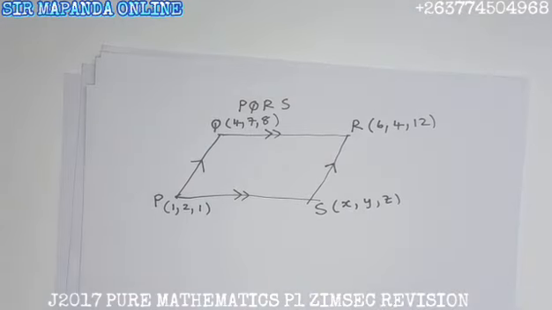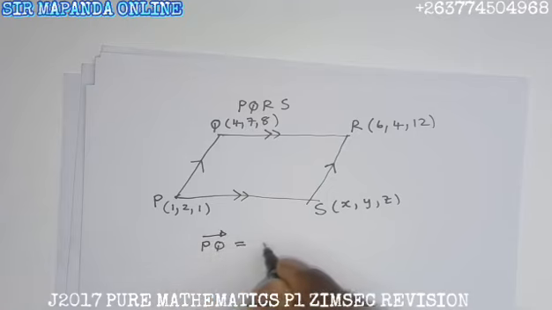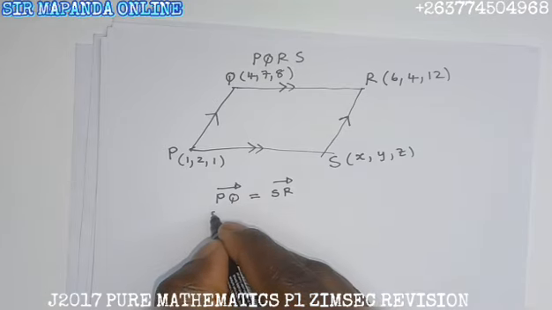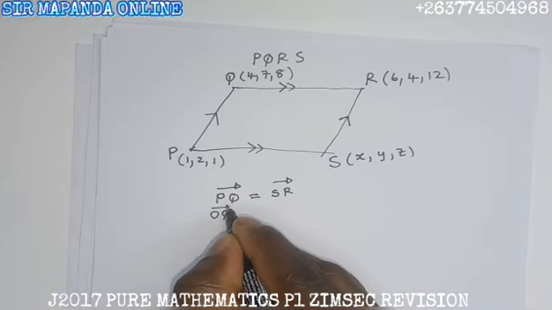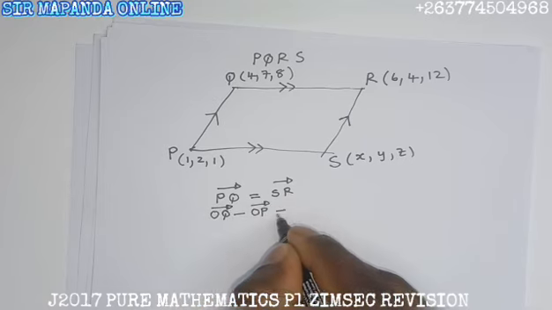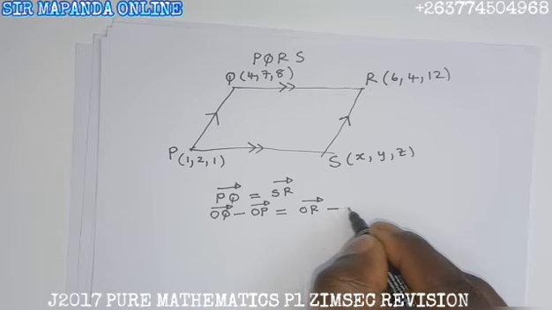Right. So I want you to notice something. The property of a parallelogram makes opposite sides move in the same direction and equal at the same time. So it means vector PQ is equivalent to vector SR. I hope you are following. But what is PQ? PQ is equal to OQ minus OP. What is SR? SR is equal to OR minus OS.